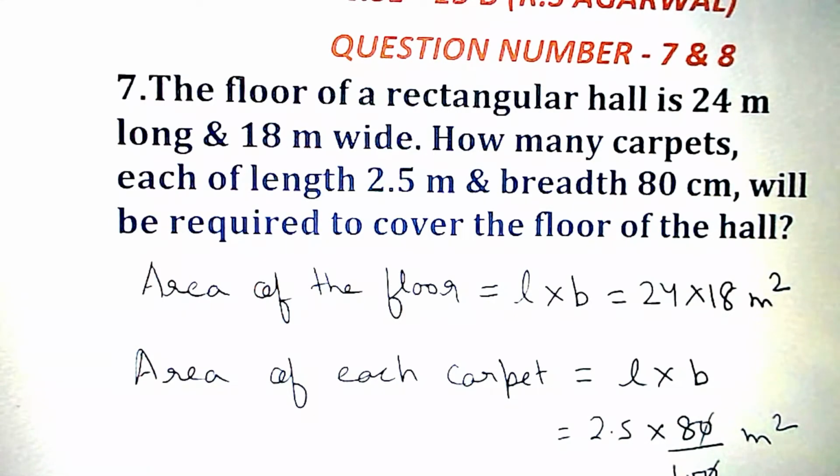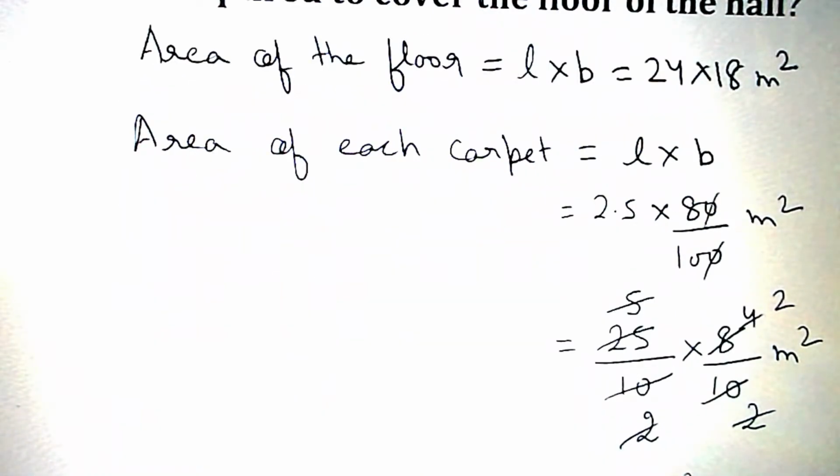Area of each carpet is equal to length into breadth of the carpet, that is 2.5 meter into 80 cm. Breadth is given in cm, then we have to convert into the meter, that is 80 by 100. On solving, then we get 2 meter square.